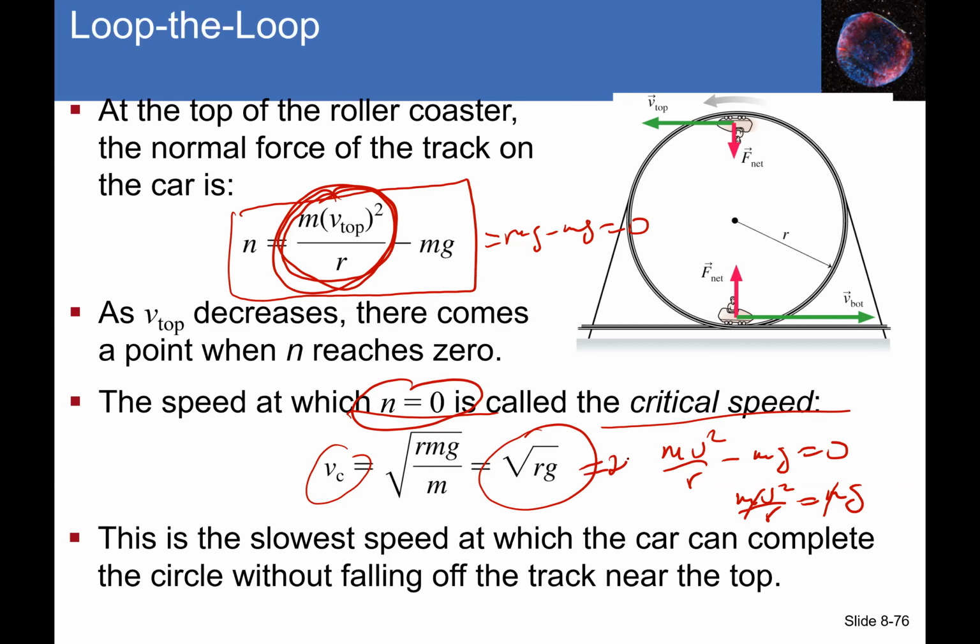I don't know, let's say 20 meters per second. Because anything above this, you're safe. At this speed, you're still kind of safe, because even though the normal force is 0, you still have enough speed that the roller coaster can still take you down safely. But what happens when your speed is slower than, let's say, this critical speed?